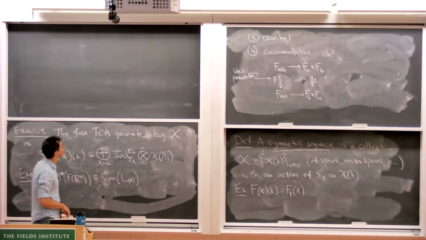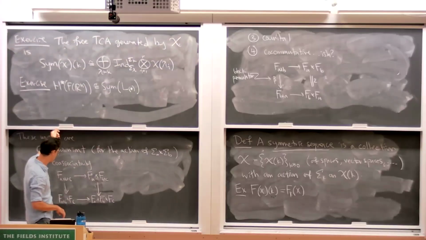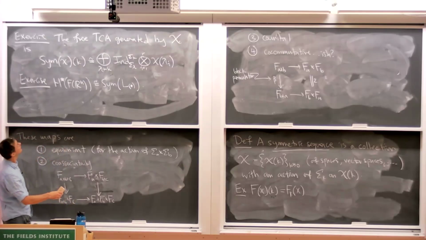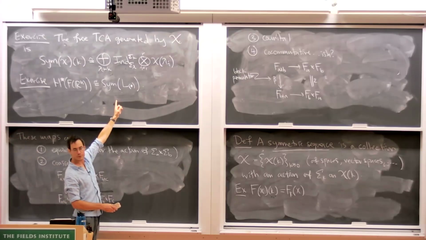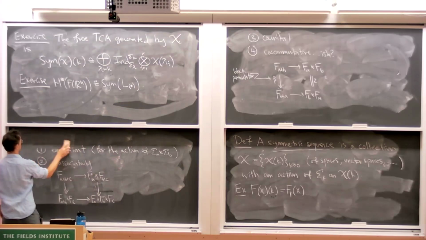Okay. Questions so far? Yeah, so this is my homebrew notation for the symmetric sequence that in weight k is L sub k, the same L sub k as from yesterday.